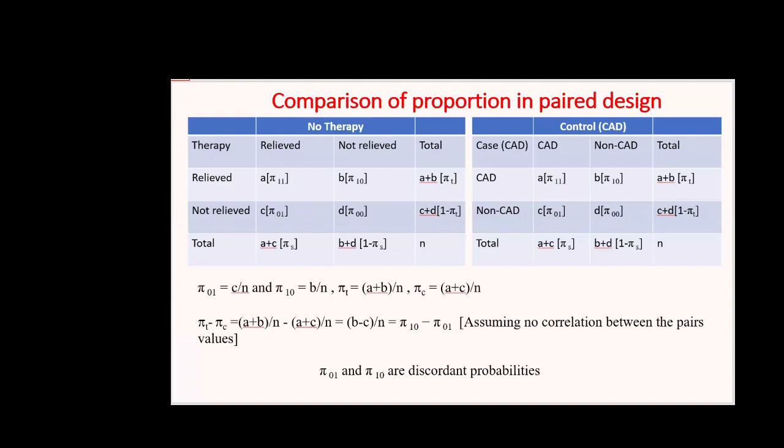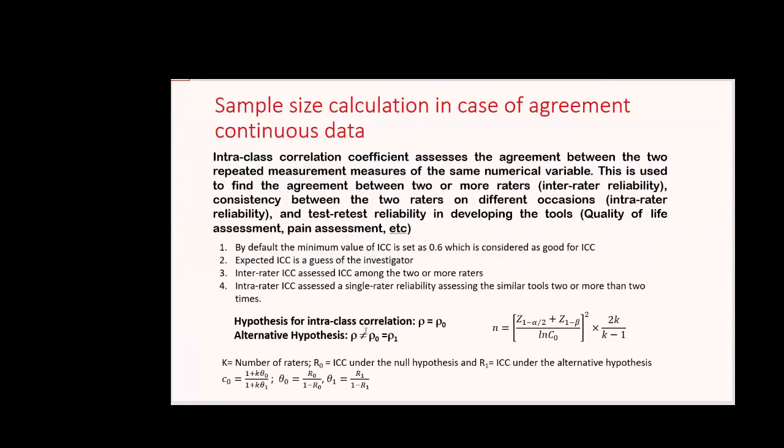So these are all about the paired design for the continuous variable for one group: the paired t-test, and second is the McNemar test. Now we come to the formula for the agreement method. This is also a complicated formula, but I will try to explain the meaning of the intra-class correlation and how you find this intra-class correlation applicable.